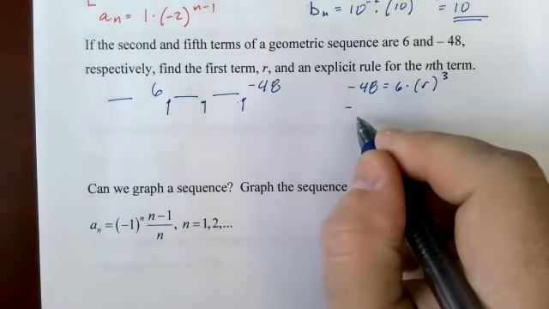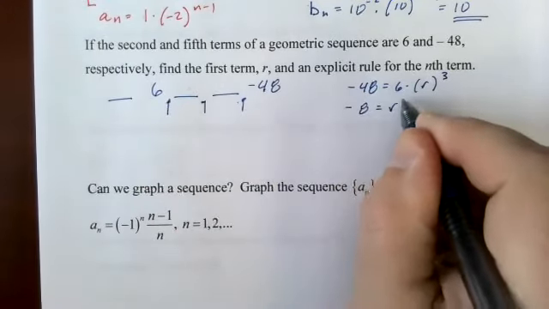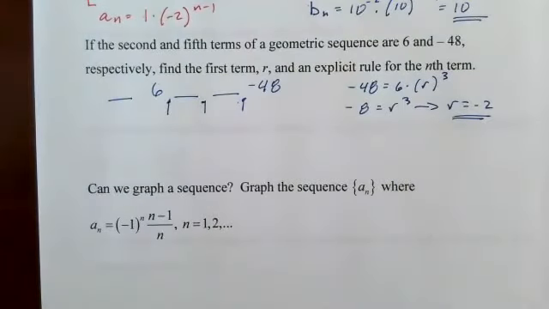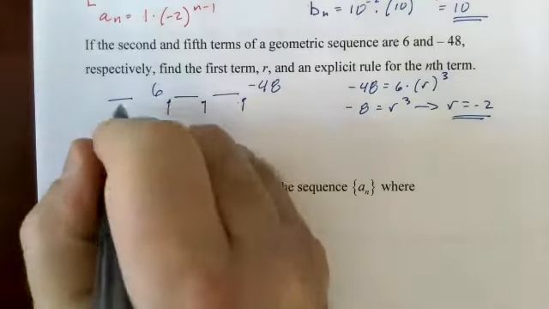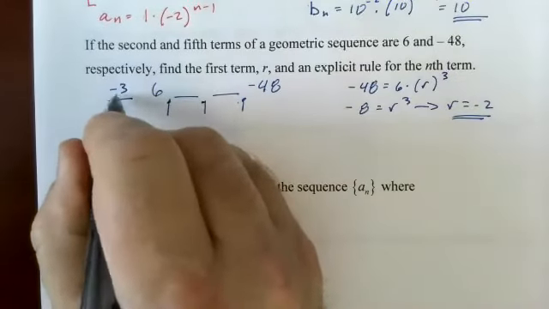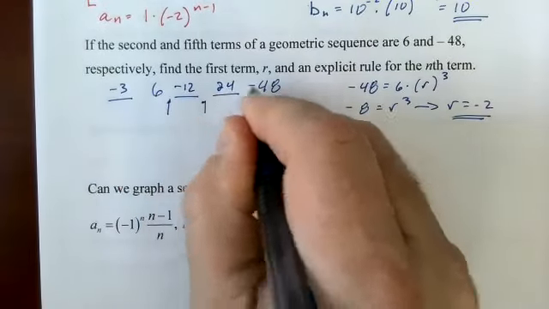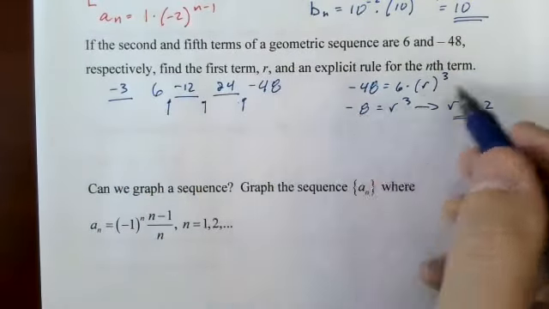Negative 8, that was weird. R to the third, R equals negative 2. Now we make sure everything's copacetic. Divide by negative 2: negative 3, 6, negative 12, 24. 6 times negative 2, negative 12 times negative 2, 24 times negative 2. Yep, that looks like it works. Now I get rid of this work.